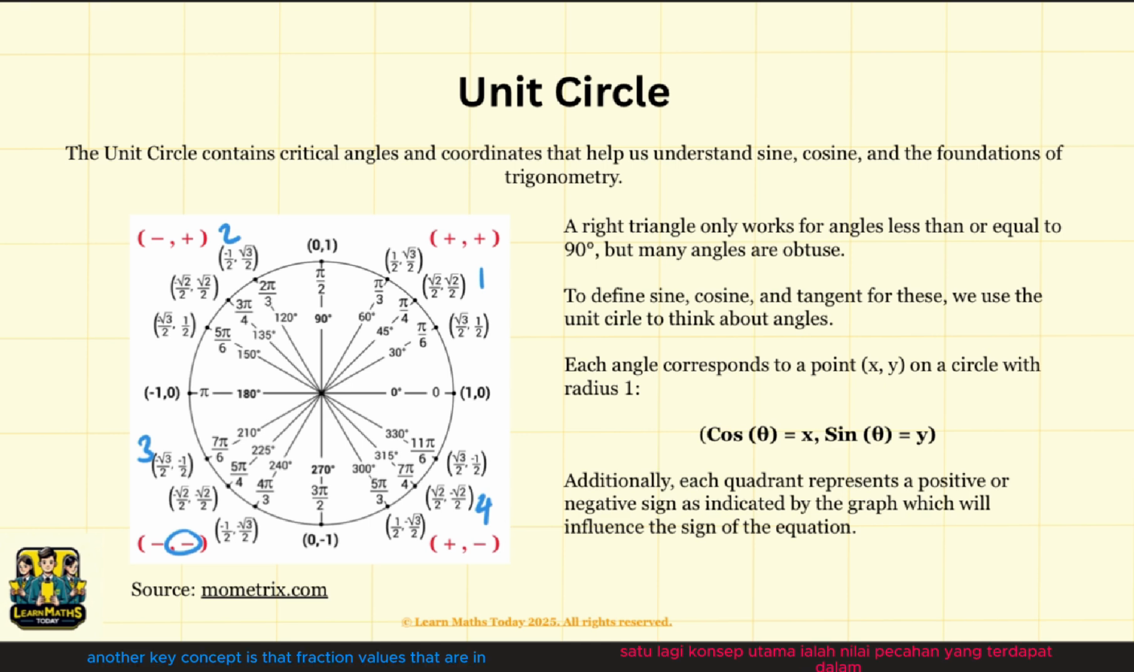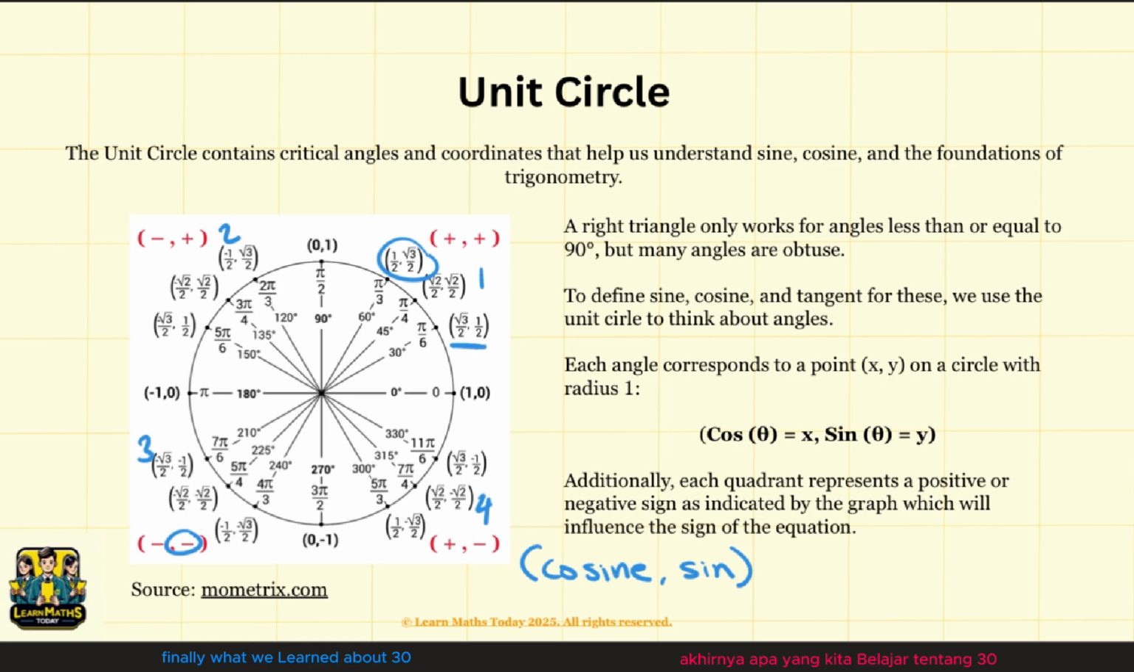Another key concept is that fraction values that are in parentheses, as you can see like right here, represent ratios of cosine and sine. More clearly, when you see 1/2, root 3 over 2 at 60 degrees, this is indicating that when theta is 60 degrees in a right triangle, the cosine value of 60 is equal to 1/2 right here. And the sine value is equal to root 3 over 2. And it's always going to follow the format of cosine, comma, sine for these ratios. So that's definitely something to remember.